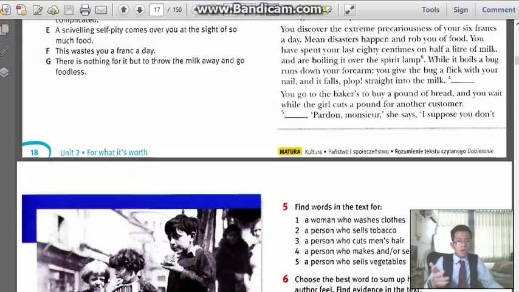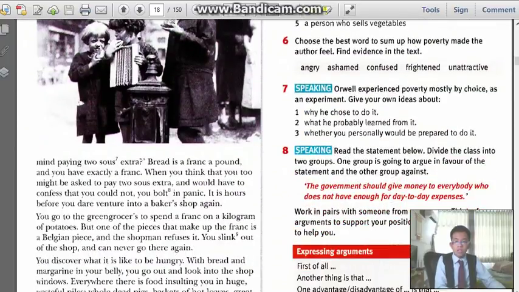You go to the baker's to buy a pound of bread and you wait while the girl cuts a pound for another customer. "Pardon, monsieur," she says, "I suppose you don't mind paying 2 sous extra."